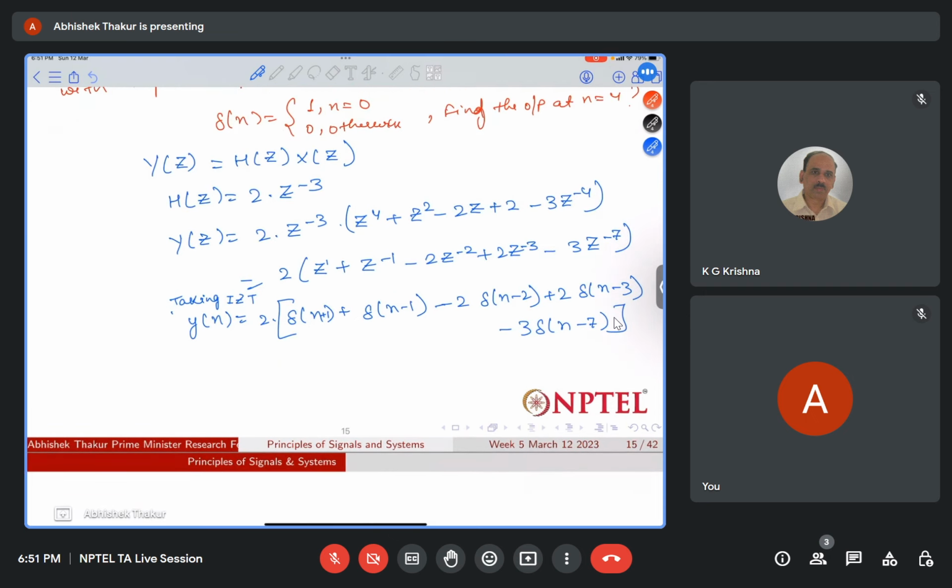Now in this question it is asking what is the value of y[n] at n equal to 4. So at n equal to 4, when you substitute this, there is no n minus 4 term. So at all other values it becomes 0. So y[4] will be 0. So this was the question. Now we will move on to the causality and the stability.